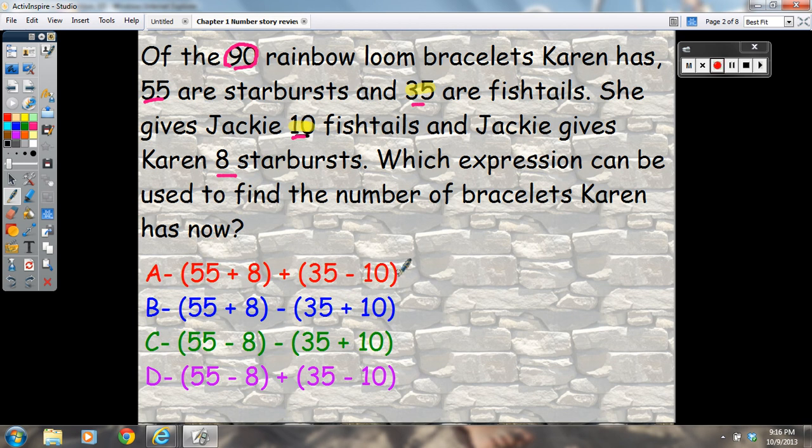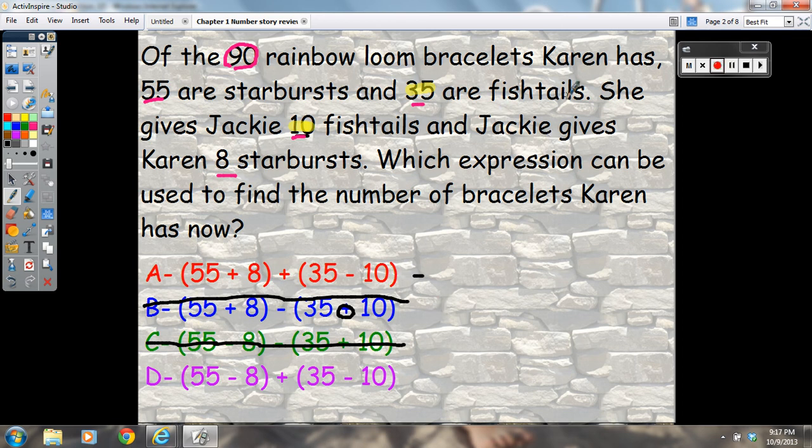I could see here A has 35 minus 10, so I'm going to leave that open as a possible answer. I could eliminate choice B because choice B has 35 plus 10. If she has 35 fishtails and she gives 10 away, I'm not going to be adding 10 to that total to see how much she has left. And I could also eliminate C, which also has 35 plus 10. Those are going to be out, and I'm left with A and D.